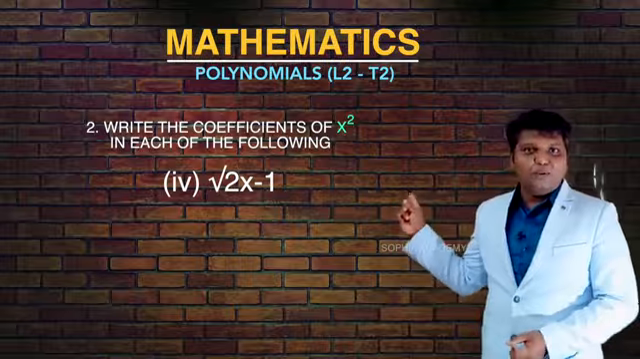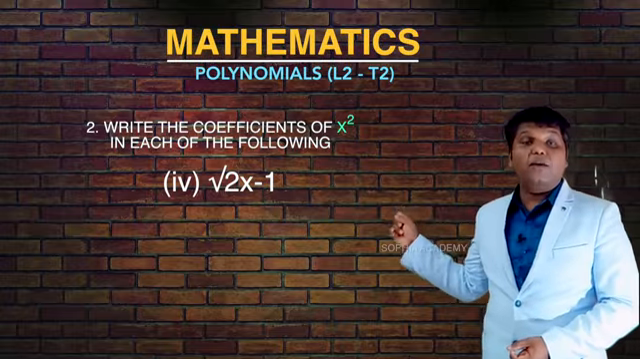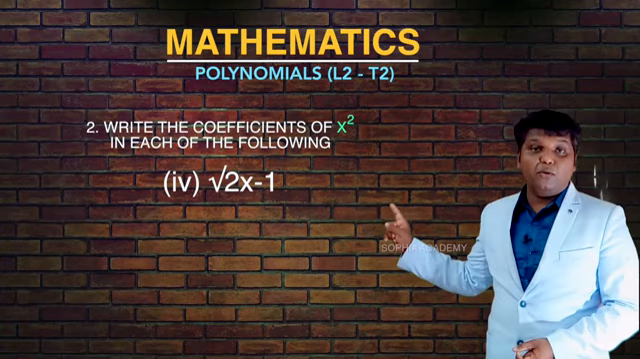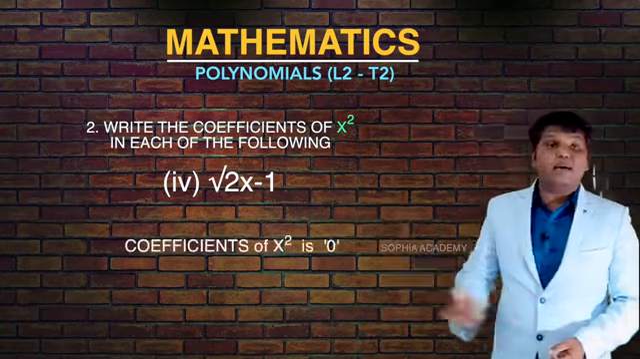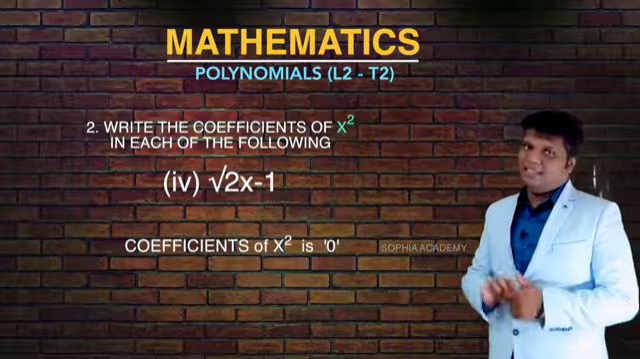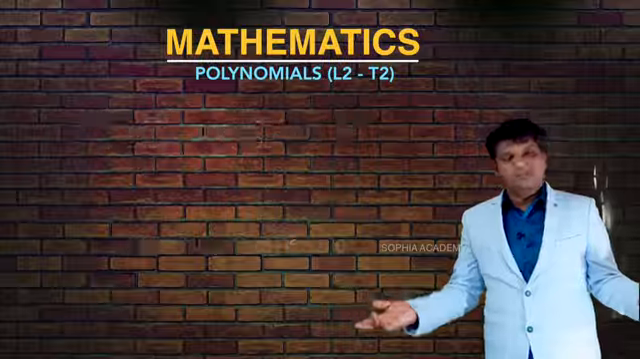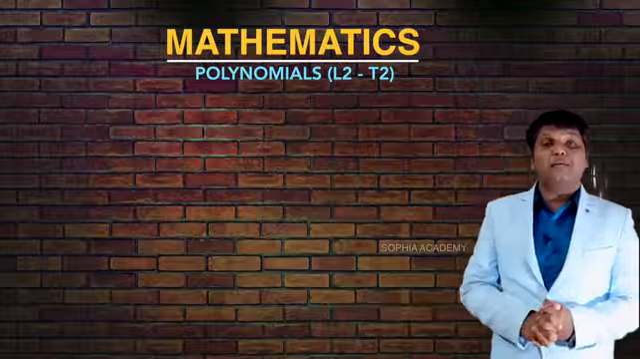Okay, don't write it as root 2. That's why I told you initially: don't write it as x square root 2, because it is the coefficient of x. Actually, we want the coefficient of x square, and here the term is missing. So we will say the coefficient of x square in root 2x minus 1 is 0 because there is no term. Hope you understood. This is the way to understand what the coefficient of the given term is.